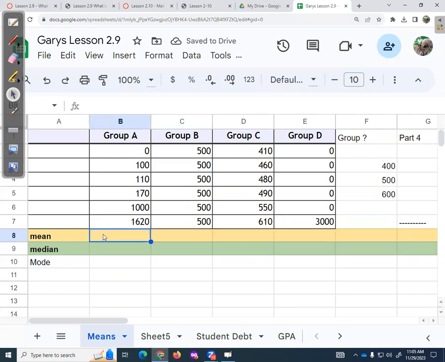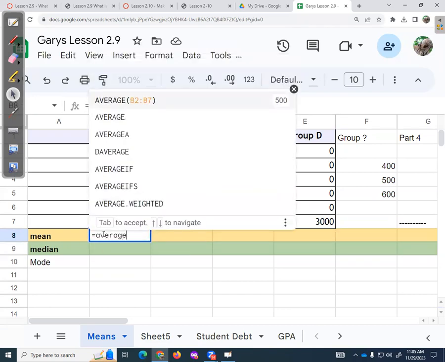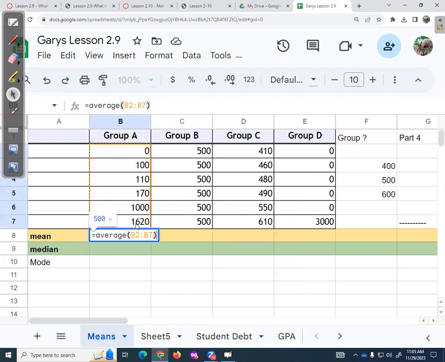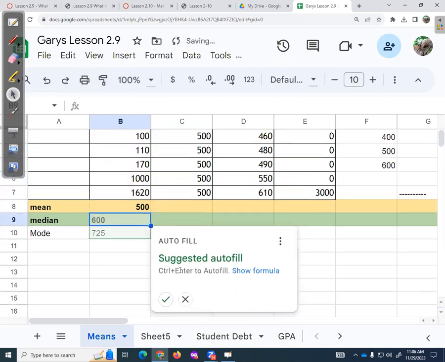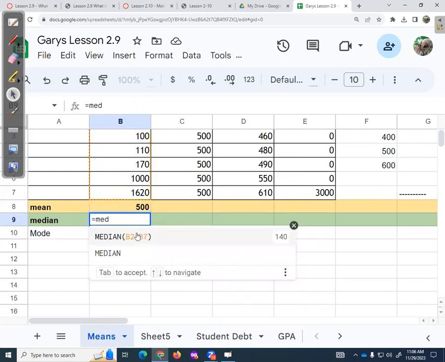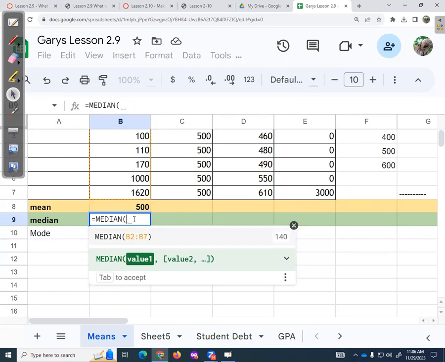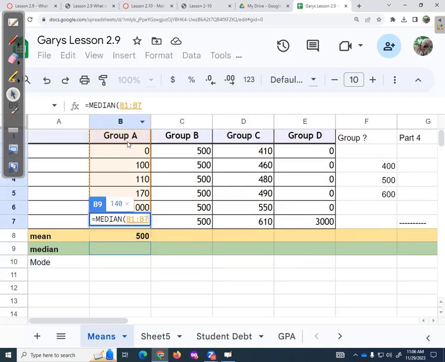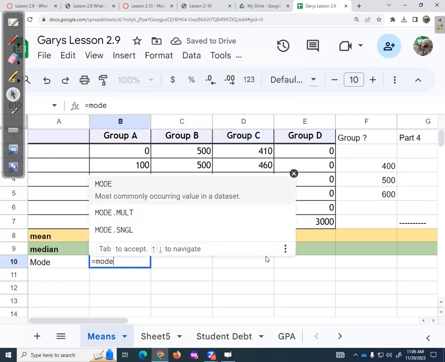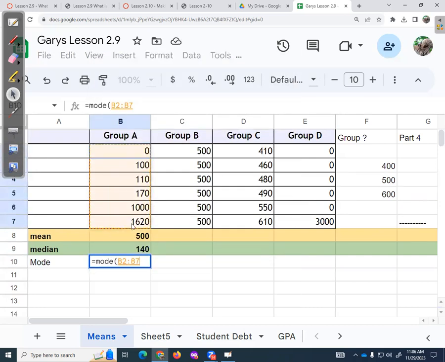The formula for mean is equals average. And maybe your spreadsheet will suggest add the numbers above or average the numbers above. If not, you put a parentheses and then you highlight the numbers above, close your parentheses, hit enter. This is not something we can fill down because the next one is median. So equals median, select it or type it, highlight the numbers above, but don't highlight the mean, that will screw things up. Close parentheses, enter, and mode is just equals mode, highlight the numbers.